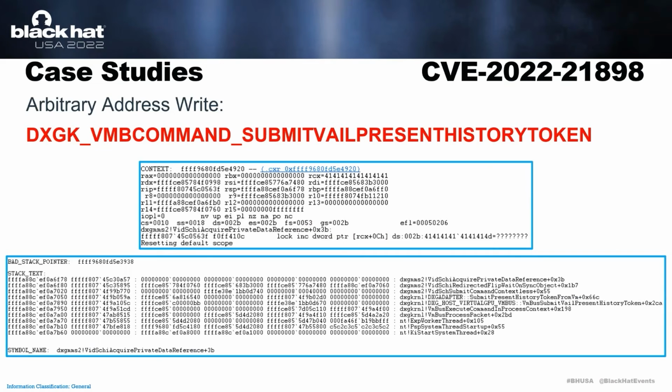The last vulnerability is CVE-2022-21898. It is an arbitrary address write vulnerability. The problem with this vulnerability occurs in the DxgkVmbCommand submit present history token command. This picture is the stack backtrace.